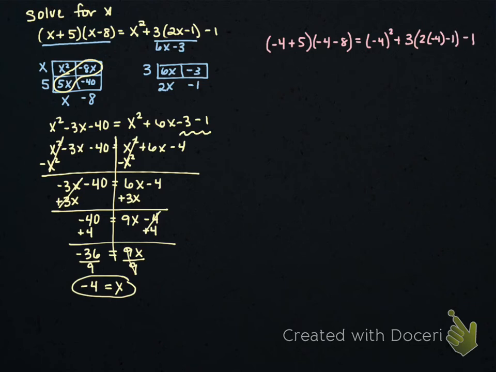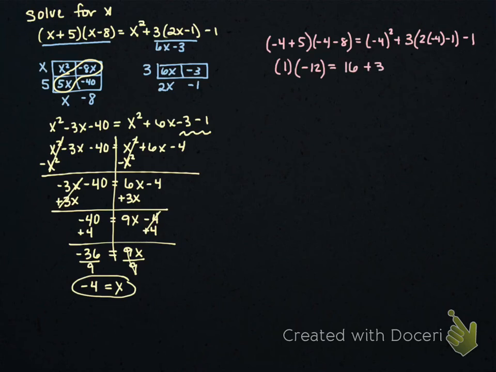Okay, let's slowly break this down. So first we want to use order of operations when we're going through this. So we're going to look at the parentheses first. Negative 4 plus 5 will result in a positive 1. Negative 4 minus 8 will give us negative 12. We can go ahead and do the exponent. Negative 4 squared. Whenever we square a negative, we'll get a positive.